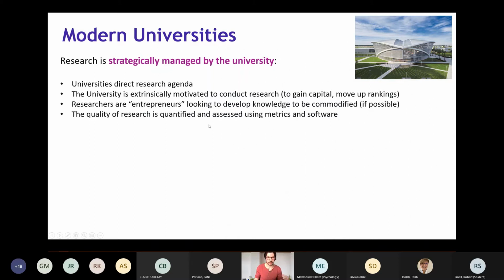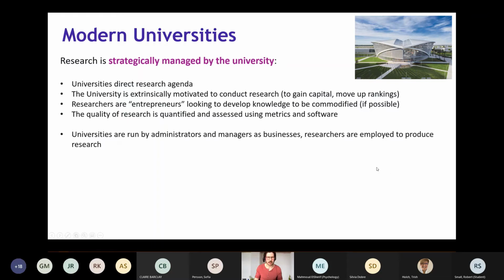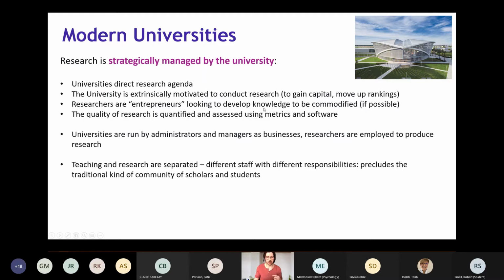The quality of the research and the output is quantified and assessed using metrics and software. And universities are run not really by academics, but by administrators and managers, and they're run as businesses where researchers are the employees, employed to produce research. And in this model, teaching and research are sometimes separated completely, with certain staff who do the teaching and other completely different staff who do the research. So it precludes the possibility of that idea of a community of scholars and students working together and teaching and research enhancing each other.